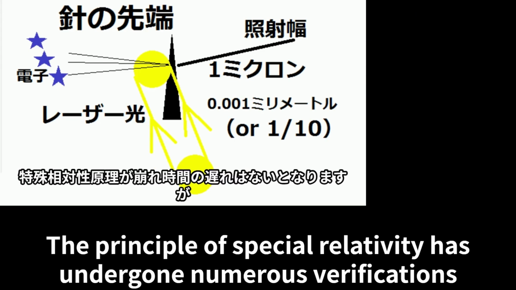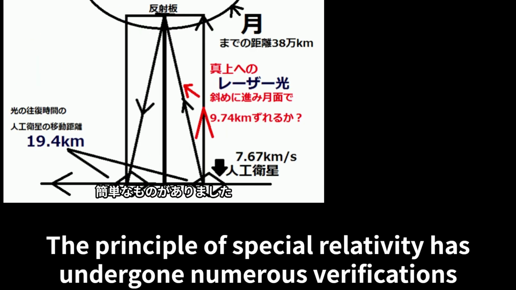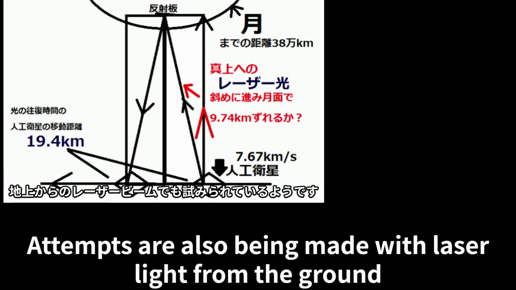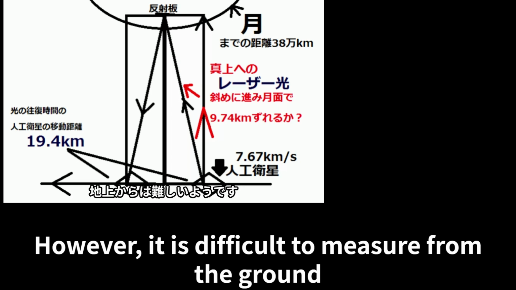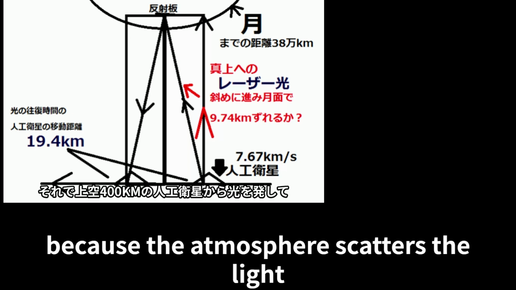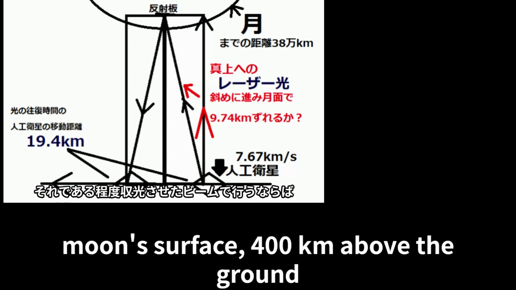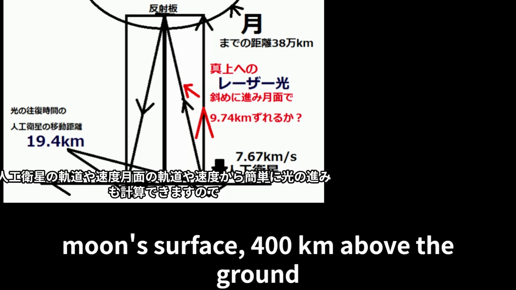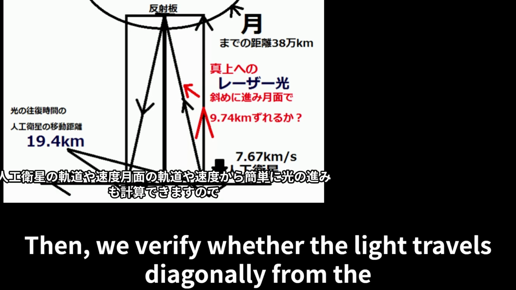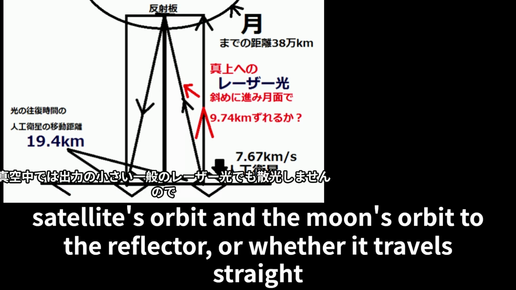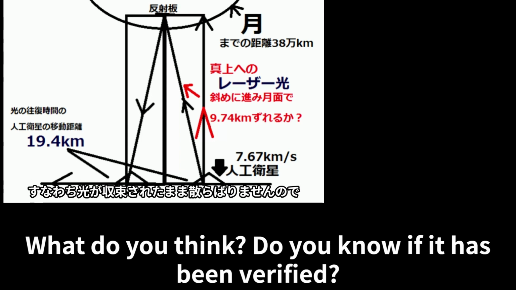The principle of special relativity has undergone numerous verifications. Currently, the distance to the moon is measured using light from a satellite. Attempts are also being made with laser light from the ground. However, it is difficult to measure from the ground, because the atmosphere scatters the light. Therefore, the light is measured using a reflector on the moon's surface, 400 kilometers above the ground. Then, we verify whether the light travels diagonally from the satellite's orbit and the moon's orbit to the reflector, or whether it travels straight. What do you think? Do you know if it has been verified?